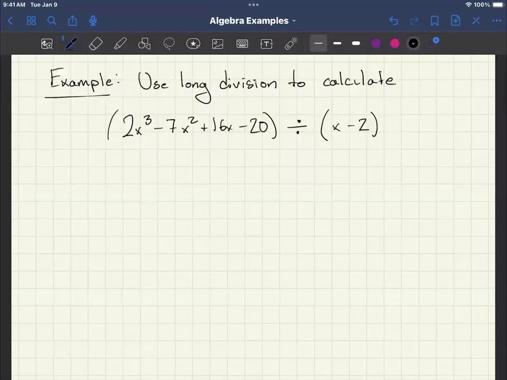I'm Dr. Finch. Today we're going to use long division to calculate the division of 2x cubed minus 7x squared plus 16x minus 20 divided by x minus 2.